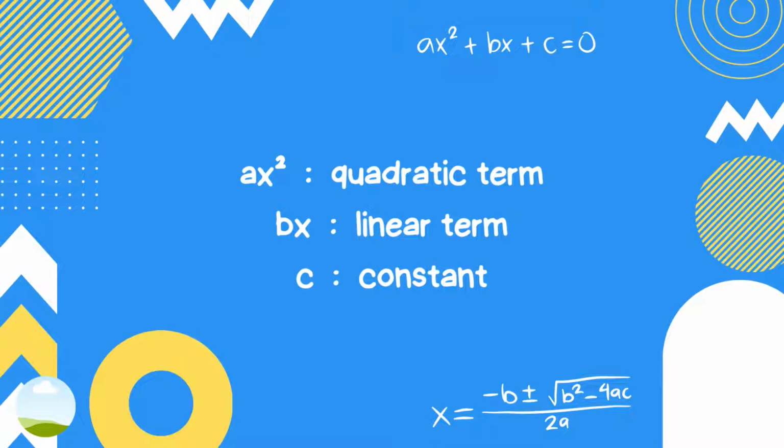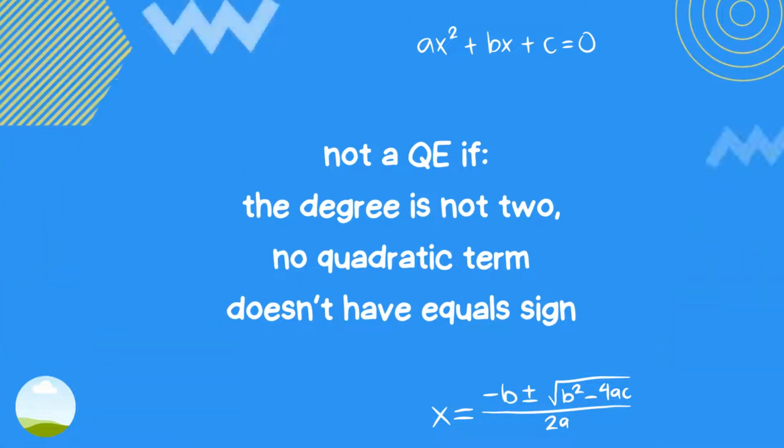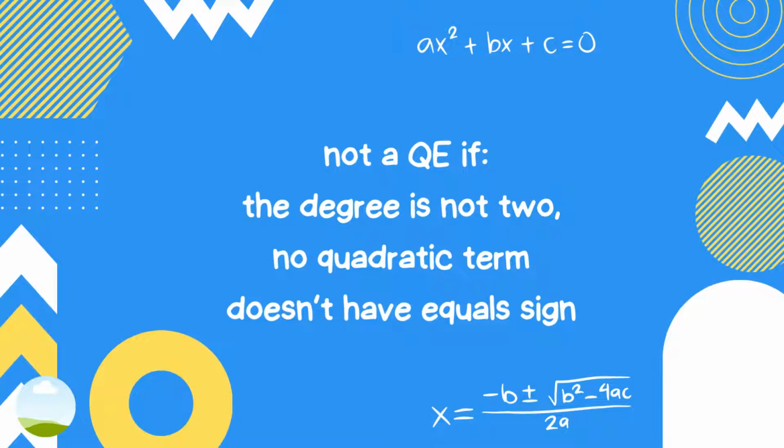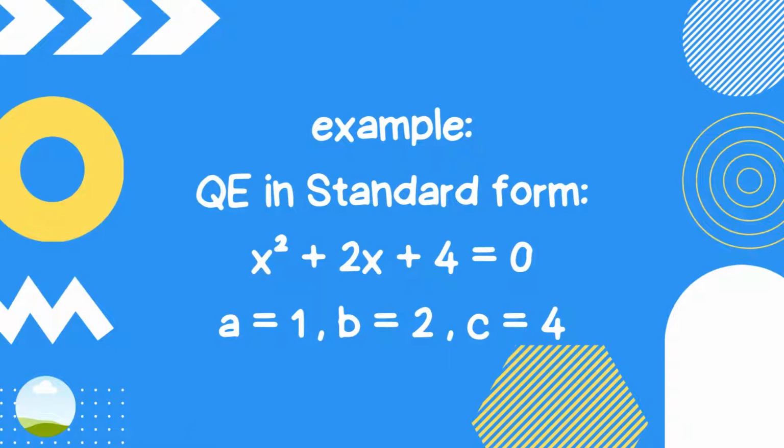The quadratic equation in standard form is ax squared plus bx plus c equals 0, wherein ax squared is the quadratic term, bx is the linear term, and c is the constant. A quadratic equation can't be called a quadratic equation if the degree is not 2, where there's no quadratic term, and if it doesn't end with equals followed by a constant.